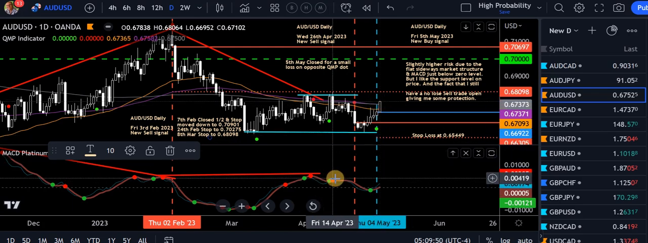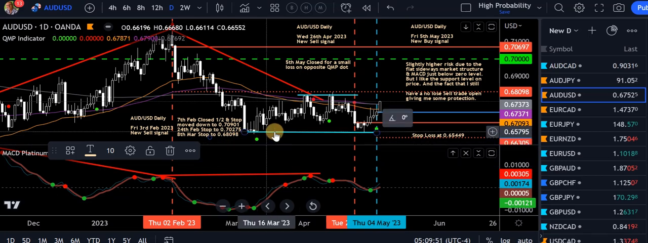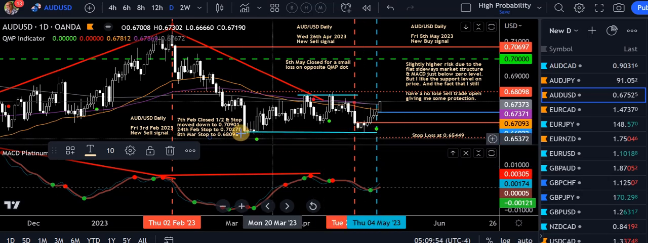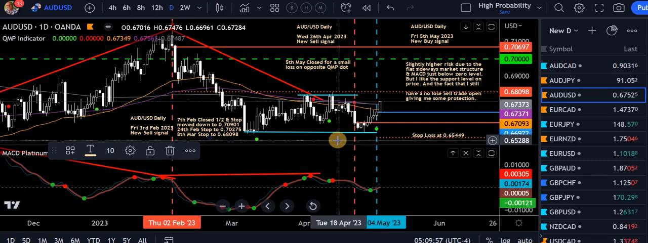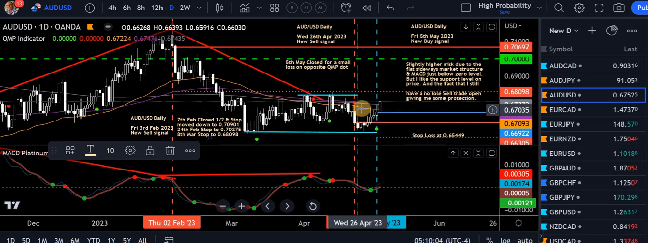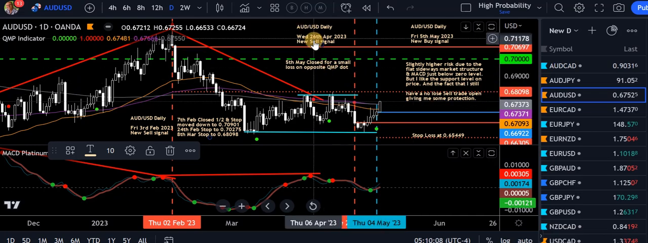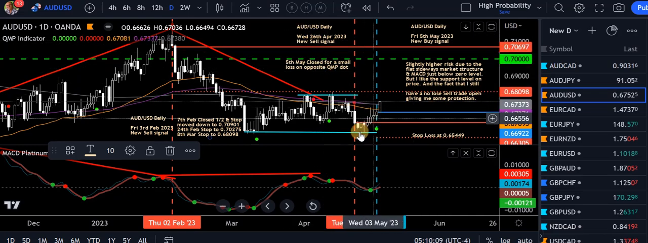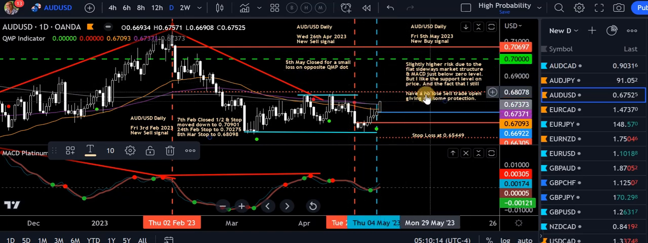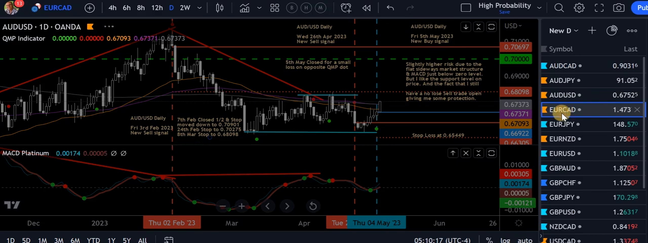Now it's all a bit tight, messy here, but I like this big support level here on price. So it's pretty neat. And we're not that far above the 65 cent mark, yeah. So that's the Aussie USD. That's why it's highlighted. I closed out this sell signal during the week for a small loss and took a new buy, which is the notes for there. Right. Euro CAD.